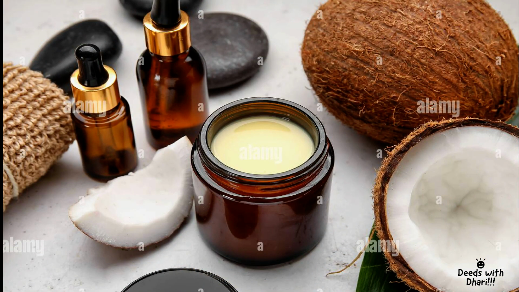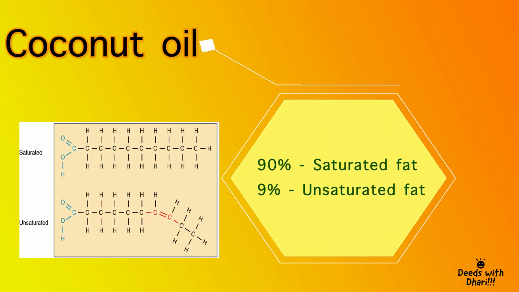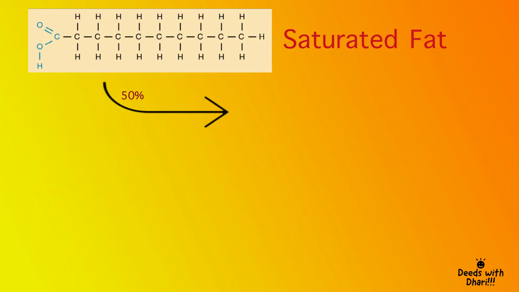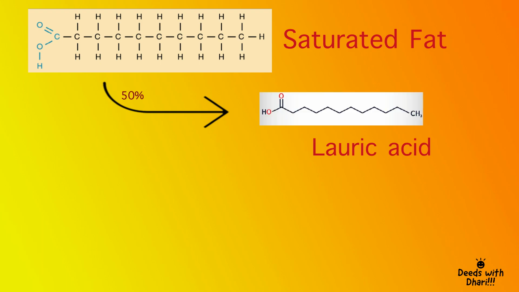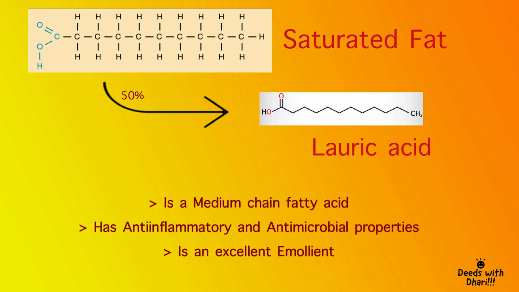Back to coconut oil. I was very much interested to talk about coconut oil because it is one of the best among others. 90% of coconut oil is just saturated fat and about 9% is unsaturated fat. 50% of its total saturated fat is made up of lauric acid, which is a medium chain fatty acid with antimicrobial and anti-inflammatory properties. Lauric acid is also an excellent emollient.